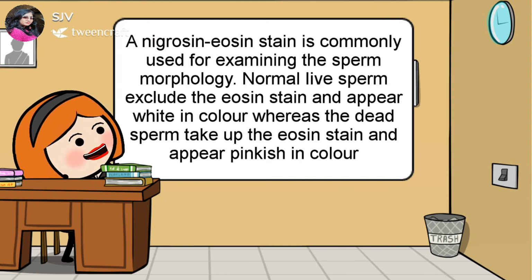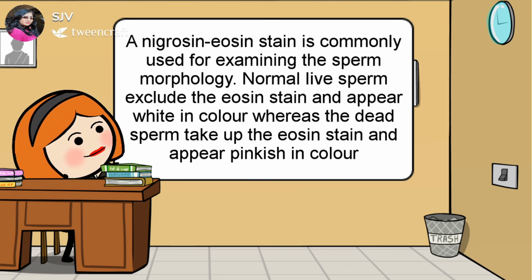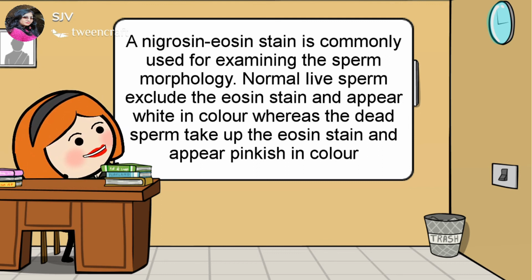Before I discuss the type of stain that is being used in examining the morphology of the sperm, you need to know what is stain. Stain is basically an artificial colorization, and it is given to a particular substance in order to examine the type of tissues, microorganisms, or the type of cells under the microscope. In the same way, nigrosin-eosin stain is used to examine the sperm morphology. This stain basically allows the sperm to be readily visualized.